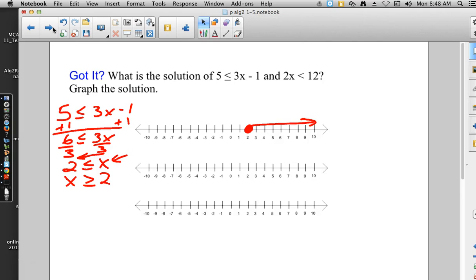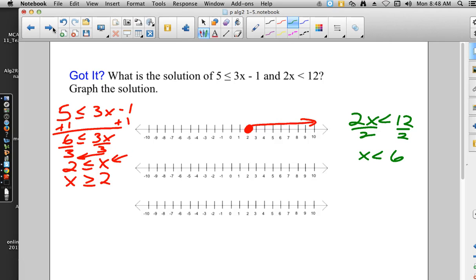Let me switch colors here and we'll solve 2x is less than 12. Well, for that one we just divide by a 2, and that's a positive 2, so that means that we don't have to do any flipping of the sign. And then we want x is less than 6, so we're going to have an open dot at 6, and we're going to shade with an arrow, remember, to show that it goes on forever, to the left.